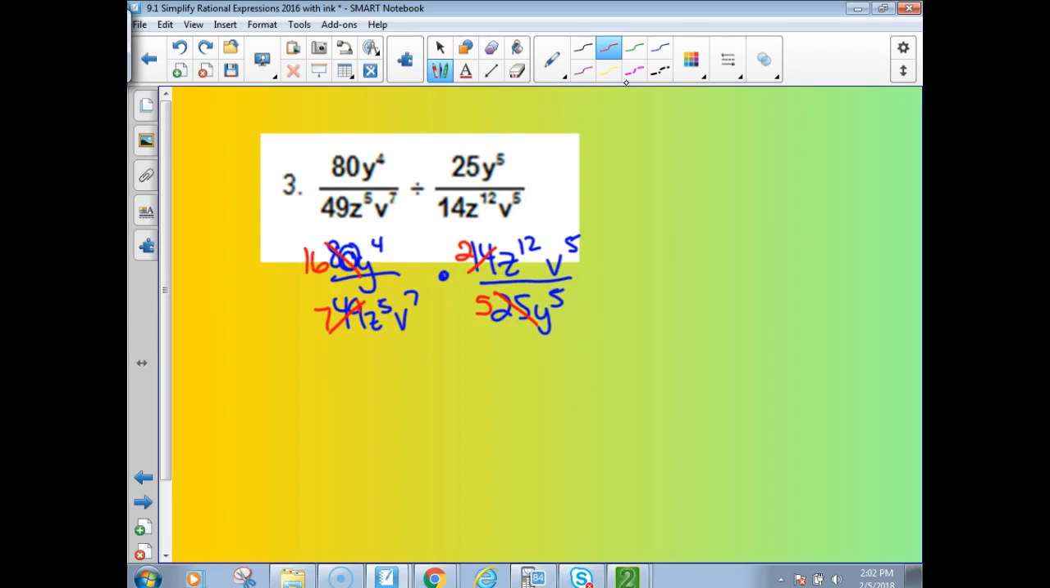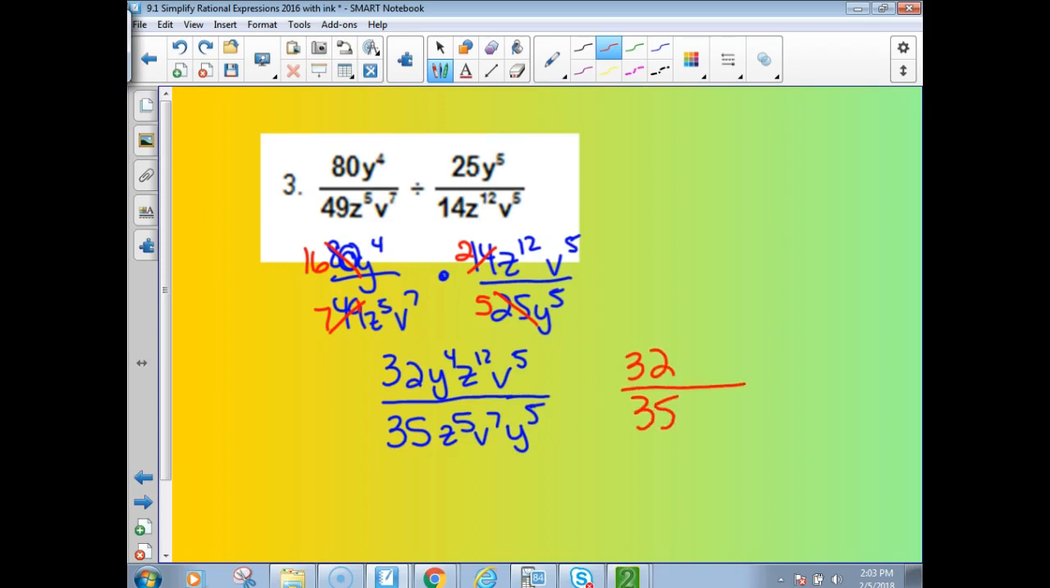I don't want to get all crazy here yet, so I'm going to go ahead and multiply my numerators. 16 times 2, I've got 32. I've got a y to the fourth, z to the 12th, and a v to the fifth. In the denominator, 7 times 5 is 35. I've got a z to the fifth, a v to the seventh, and a y to the fifth. And I'm not worried about putting those in alphabetical order any particular time, except maybe at the end. 32 35ths is not going anywhere.